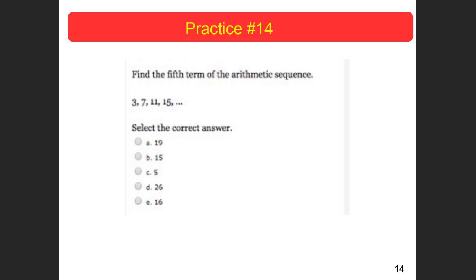Find the fifth term of the arithmetic sequence. Now, in this one, I'm not writing out an explicit formula because the fifth term is pretty easy to come by. It's just the next term. So it looks like it's going up by 4, up by 4, up by 4, 19. Woof. That one was way too easy.